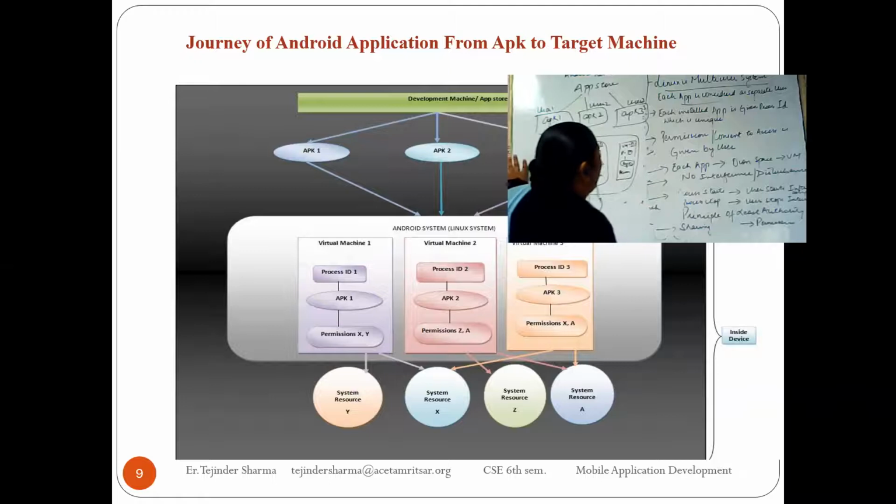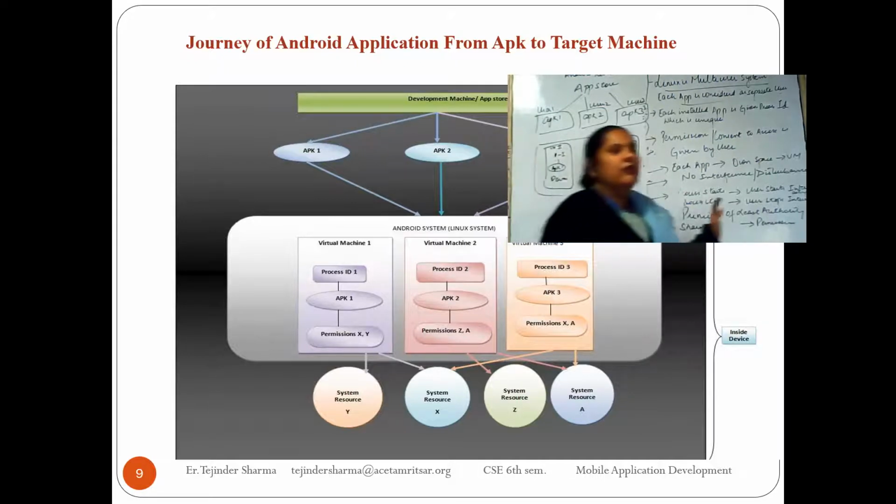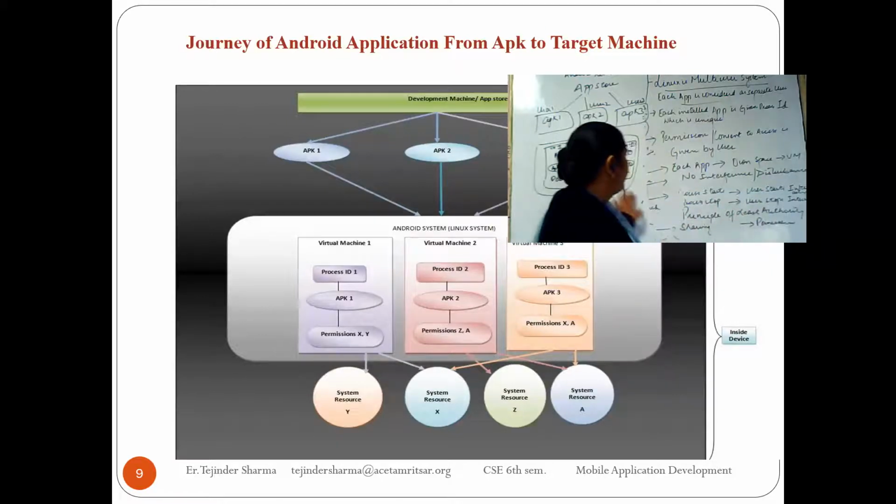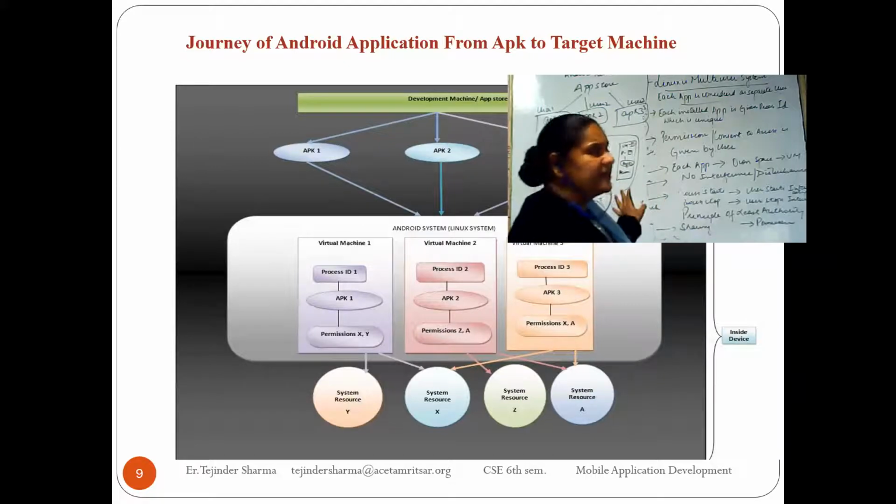Each app is running in its own VM. Each app is given its own individual space to run. VM1 is given to APK1 to run, VM2 is given to APK2 and VM3 is given to APK3. So three of them are running in different spaces. That means they are given separate environments and there is no interference amongst them. They are running in their own environment and in their own execution space.